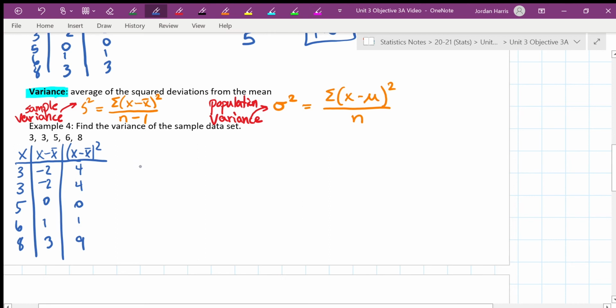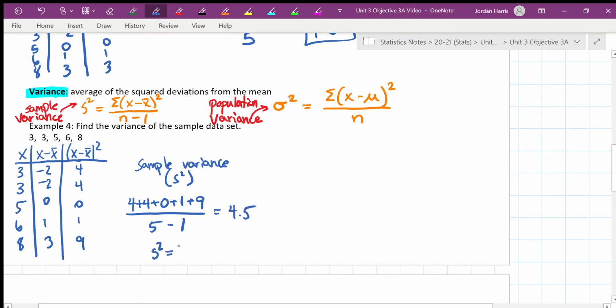Okay, so this is for sample. Don't forget that is s squared. That's the symbol for it. S squared is sample variance. Okay, so I just add them up. Divide by how many there are, minus 1. So I end up with 4.5. So I have a sample variance of 4.5. Okay, so that's assuming they're samples.